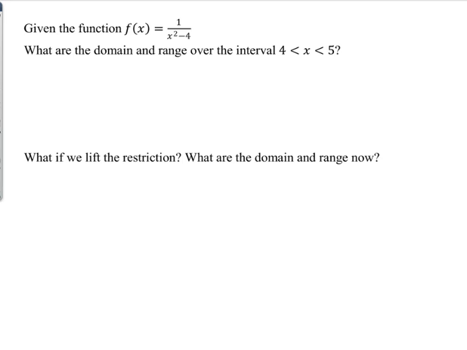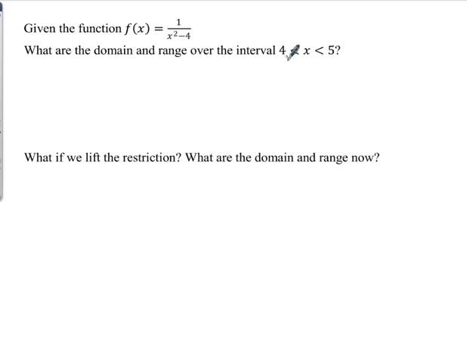Would I have any problems outside of 4 and 5? What about 2? If I plug 2 in here, 2 squared is 4, and 4 minus 4 is 0. Can I divide by 0? No, I can never divide by 0. And that's a concept that we have to keep in the back of our minds at all times in this class, because we're going to be doing a lot of dividing by 0 in here.